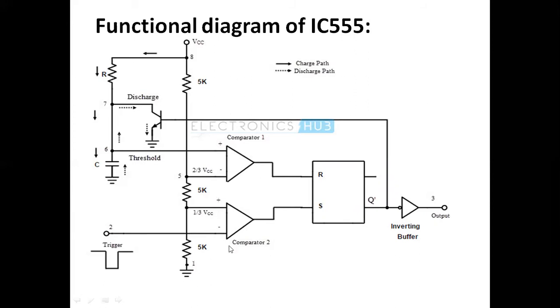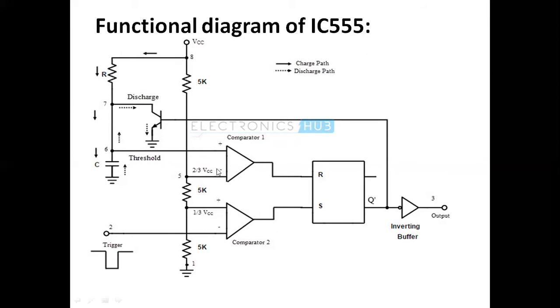Next, we have two comparators, comparator 1 and comparator 2. As we know, if the input voltage at the non-inverting terminal is more compared to the input voltage at the inverting terminal, then the output of the comparator will be plus Vsat or logic 1. If the input at the non-inverting terminal is less compared to the input at the inverting terminal, then the output of the comparator becomes minus Vsat, that is logic 0.